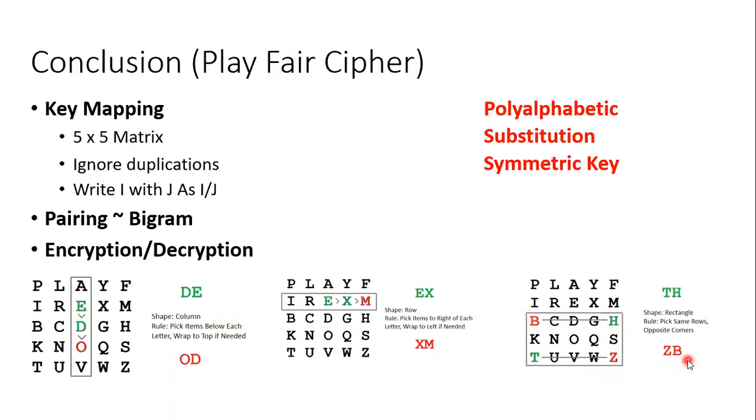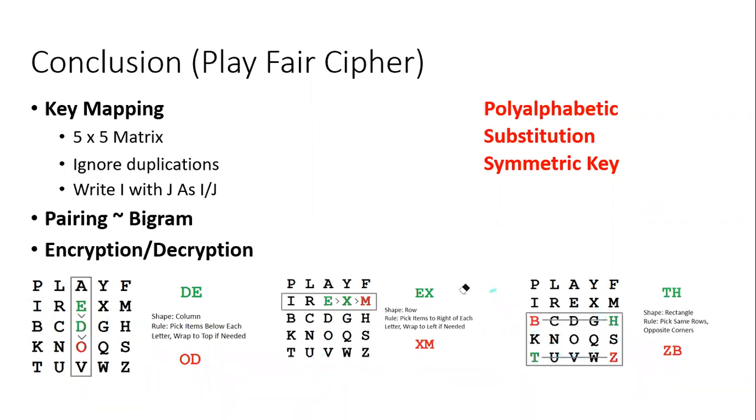And this rule is similar for decryption, because in decryption we have to check the opposite side of the characters. So I write it like here. If we do it for B, we have to write H, and for Z we have to write T.